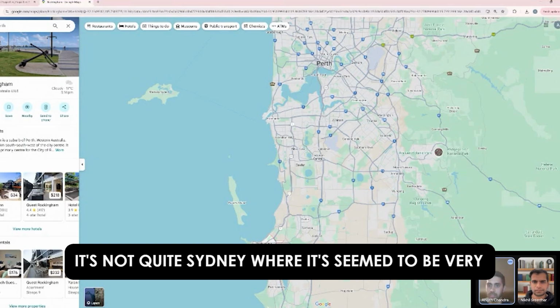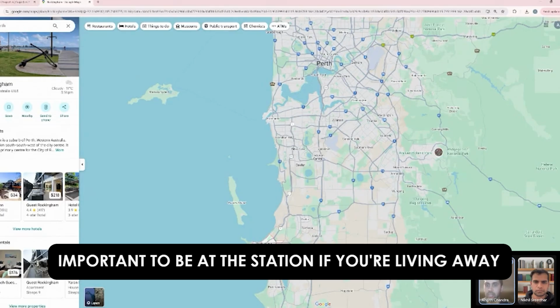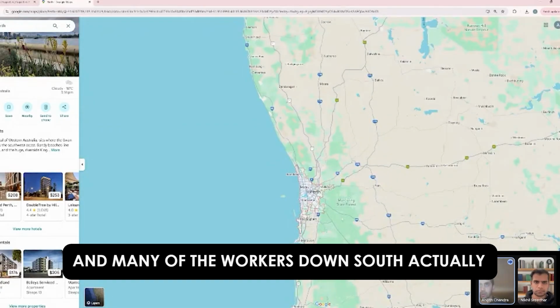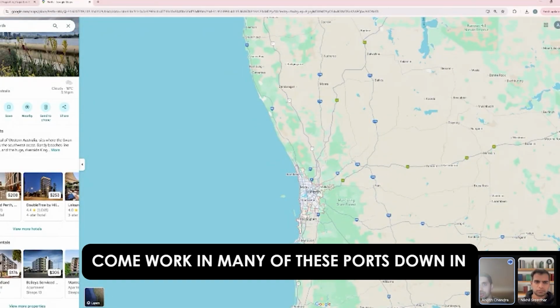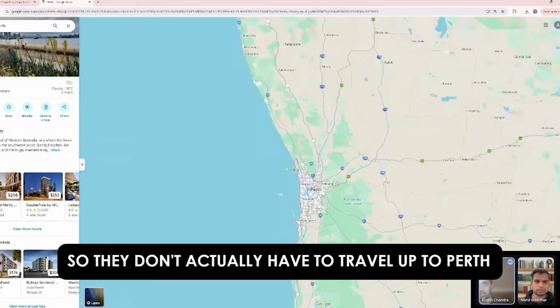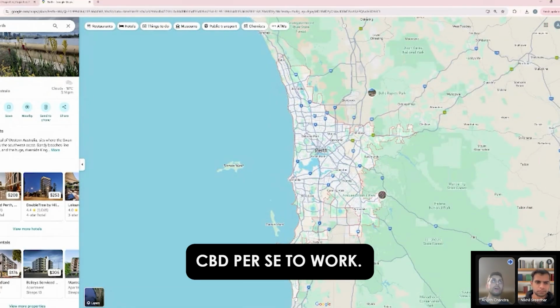So it's not quite Sydney, where it's seen to be very important to be at the station if you're living away from the CBD itself. And many of the workers down south actually come work in many of these ports down in Mandurah or other areas, so they don't actually have to travel up to Perth CBD per se to work.